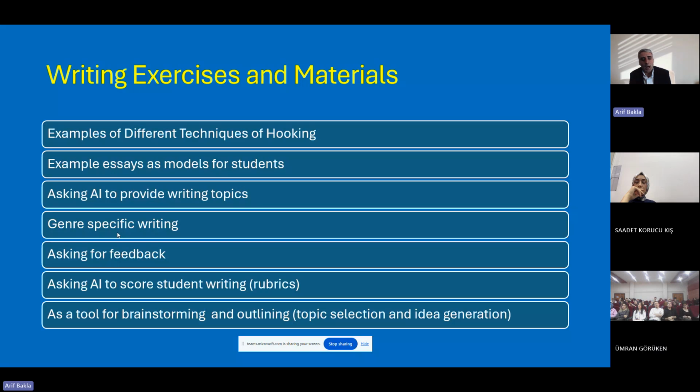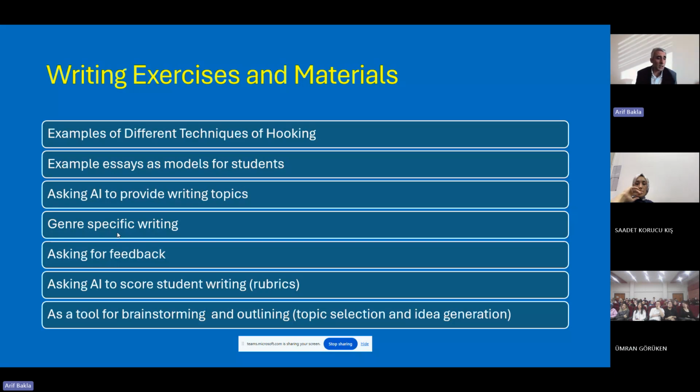For example, I had a particular problem. Students were not able to write hooks in their introductions. So I asked the AI tool to provide examples of hooks, different examples, a variety of examples of hooks. Okay, things like these. And also, you can ask AI to score student writing. You can ask for feedback, that is possible. And you can ask AI tools to provide you genre-specific writing examples. That is also possible.